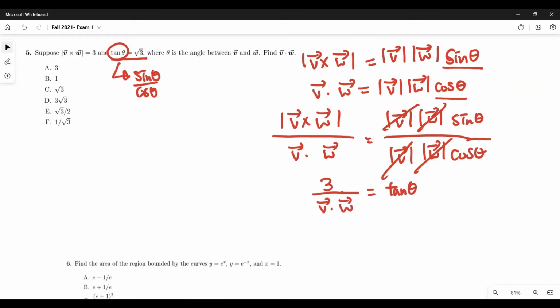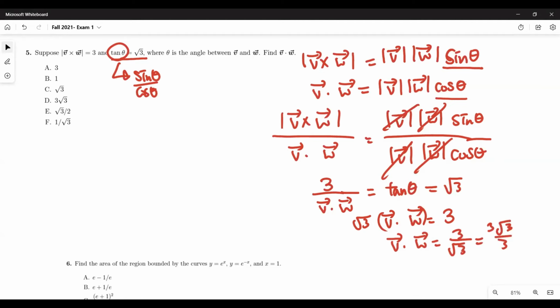which is tangent theta equals 3 over B dot W equals square root of 3. So we can write square root of 3 times B dot W equals 3. So B dot W equals 3 over square root of 3, which can be written as square root of 3. So the answer is C.